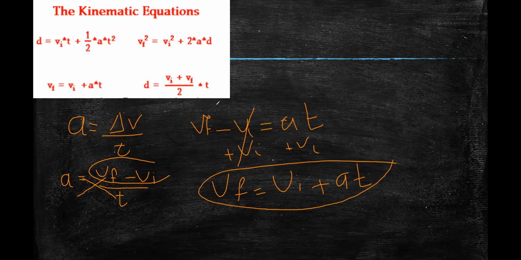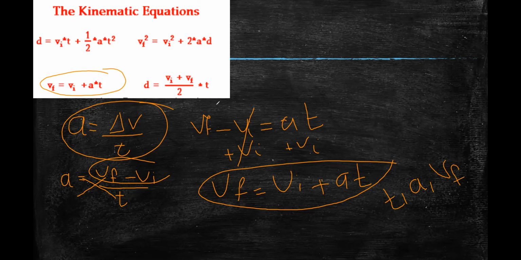So for this equation, that's the third one, we derive it by using the one that we knew before. So v final is v initial plus A times t. If you have the time, if you have the acceleration, and if you have v final, for example, and you need to find v initial, you will use this equation.